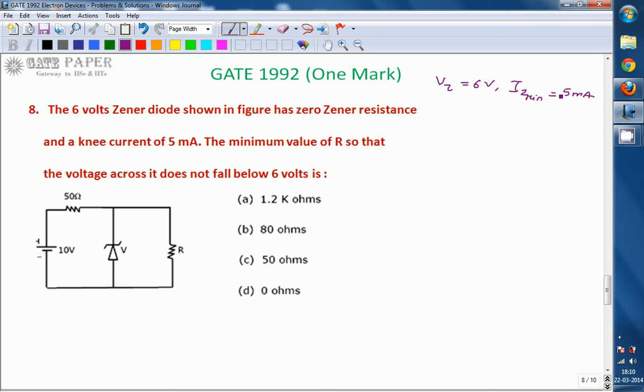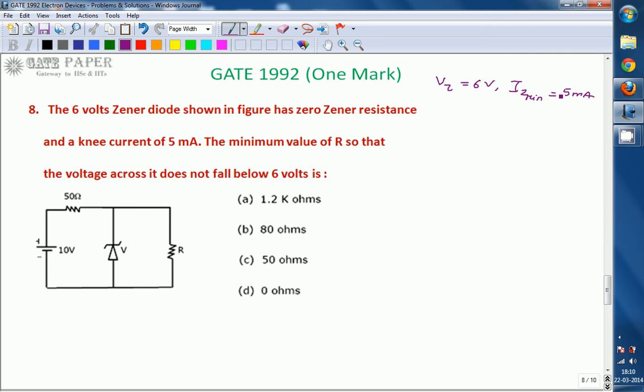Okay, and the Zener diode maintains a constant voltage over a range of currents starting from Iz minimum and ending at Iz maximum. If the current flowing through the Zener diode is above Iz maximum, the Zener diode also breaks down, that is, it becomes useless.